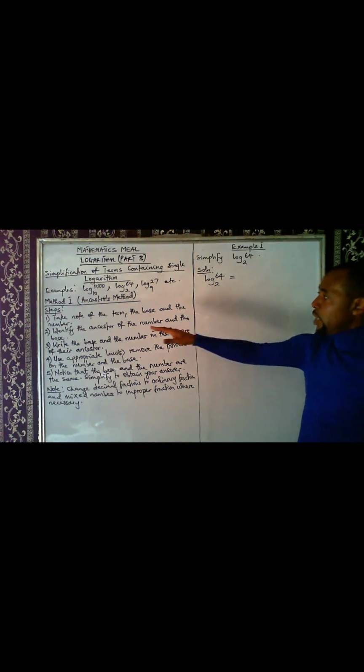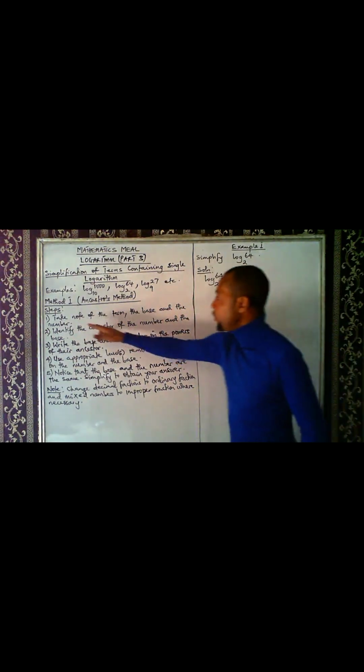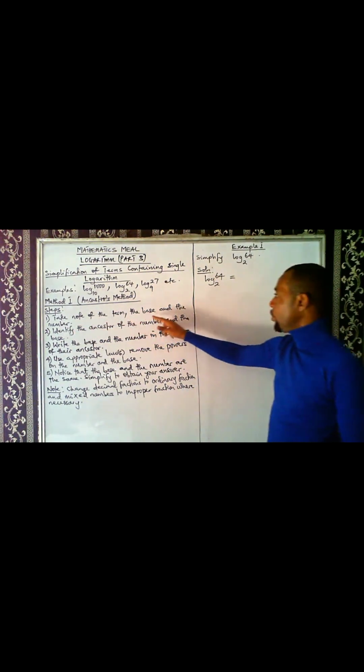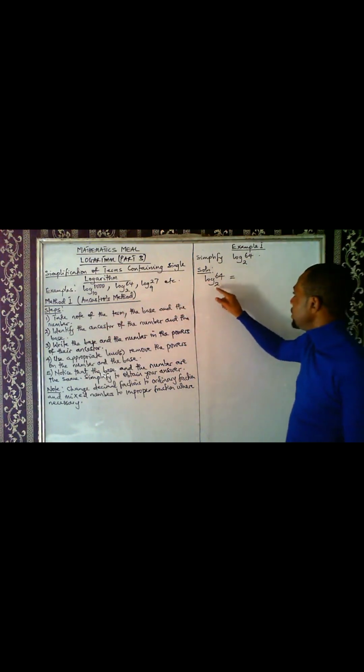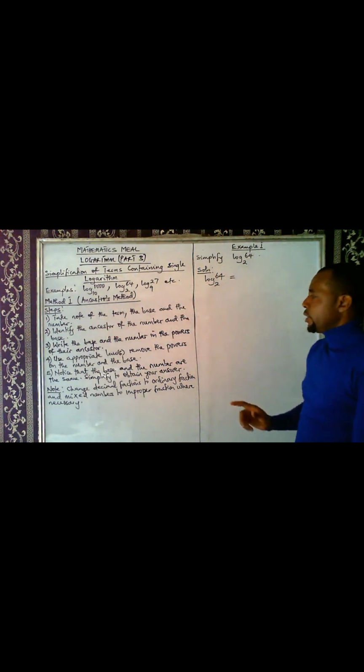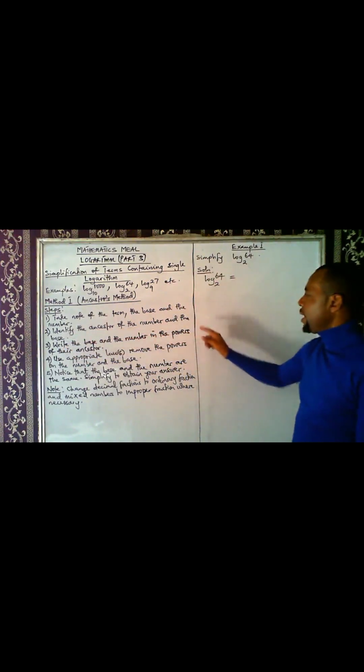We'll go back to our steps, the steps you are going to take to solve the problem. So the first step is take note of the term, the base and the number. So I've checked the base and the number. Okay, they say identify the ancestor of the number and the base.